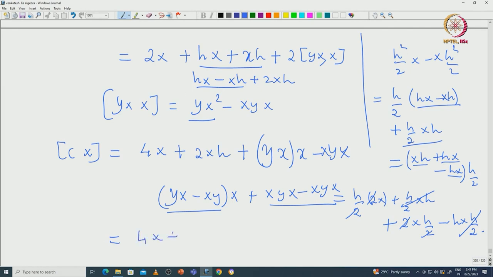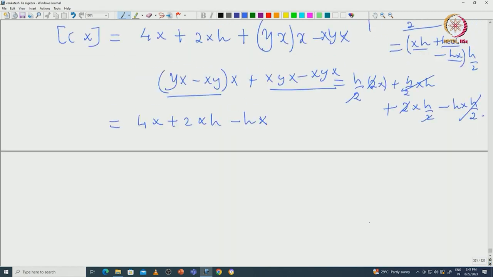So then 4x plus 2xh, this is yx minus hx. So now if you replace this, okay, so then what do you get? You get 4x plus 2hx, minus 2hx plus hx. So this is going to be twice bracket minus this, okay.